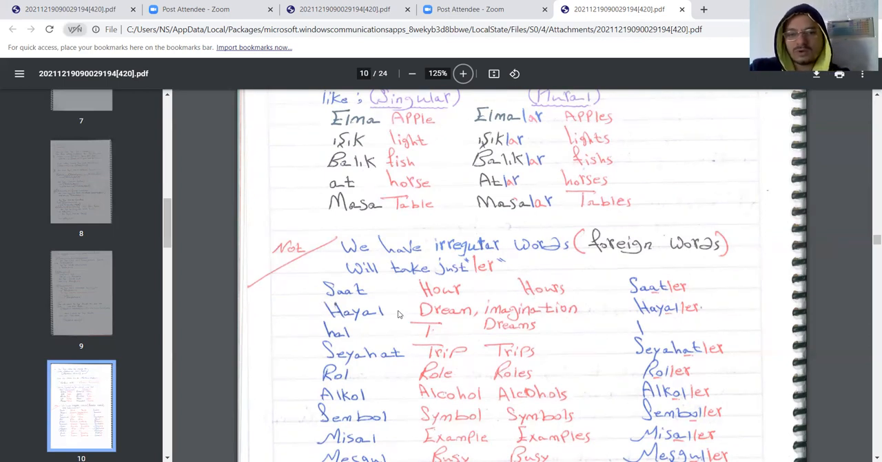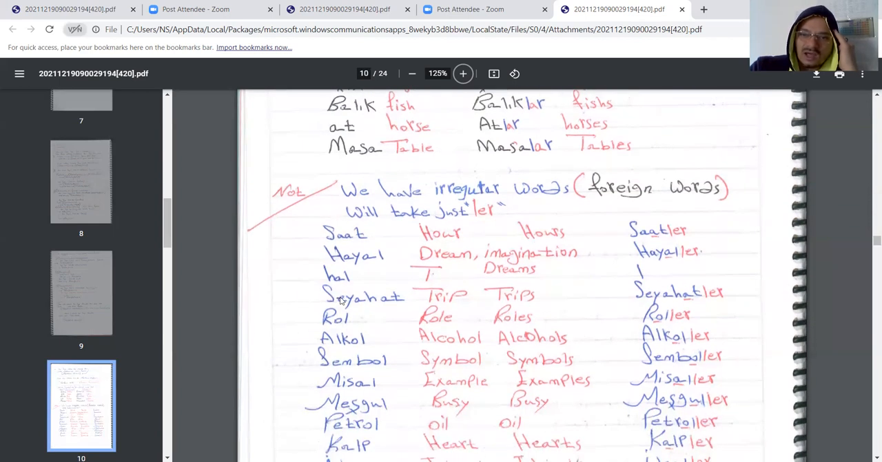At the same time, all or most of them have heavy vowel letters, but in this situation we will put ler: sat, satler, hayal, hayal ler, siyahat, siyahatler, roll. Roll is from English. Siyahat, hayal, and sat are all from Arabic, because all of these are foreign words.